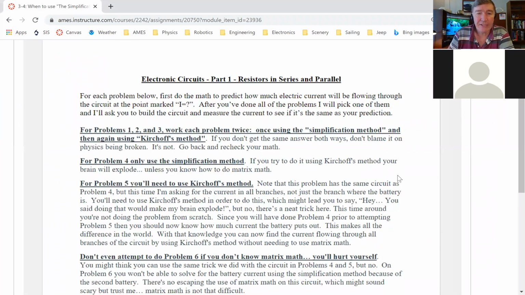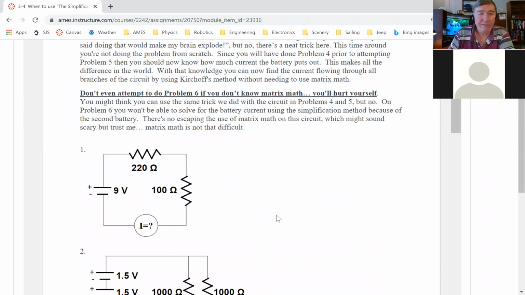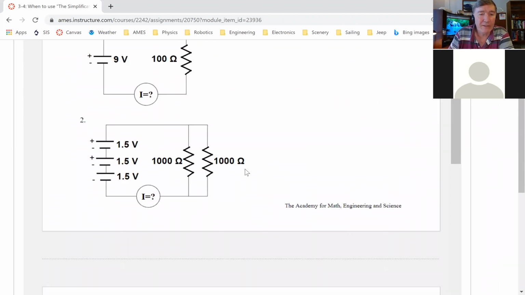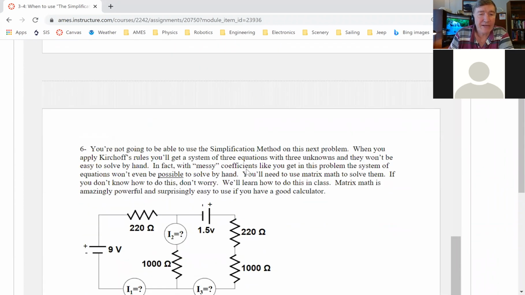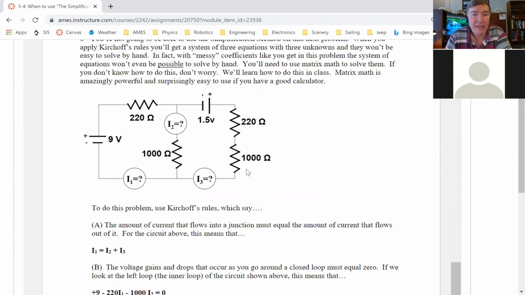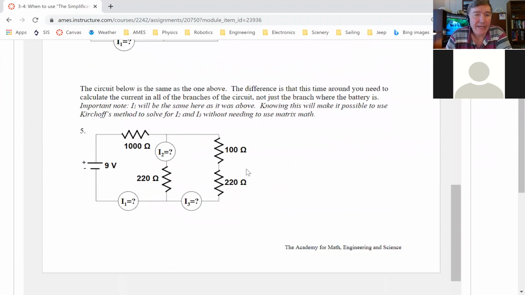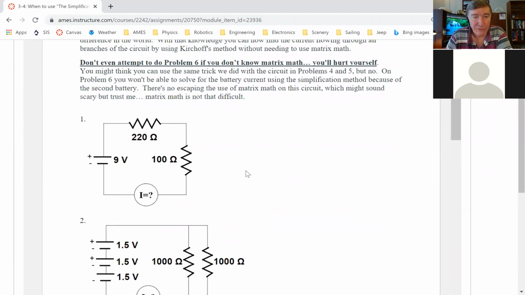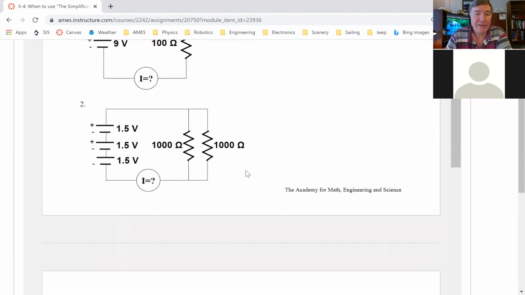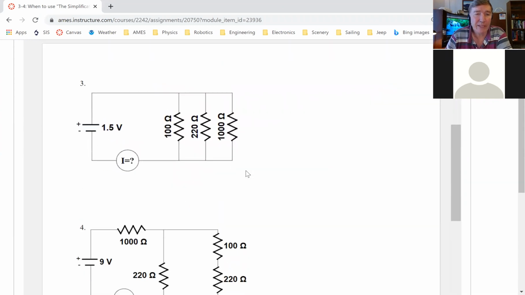Okay, so what you're going to see is I have a bunch of circuits here. So I've got 1, 2, 3, 4, 5, 6 different circuits, and we're going to spend the whole day today just working on these circuits. And you'll see that they start off pretty simple. In fact, they start off super simple. And as they go on, they get a little bit more complicated.